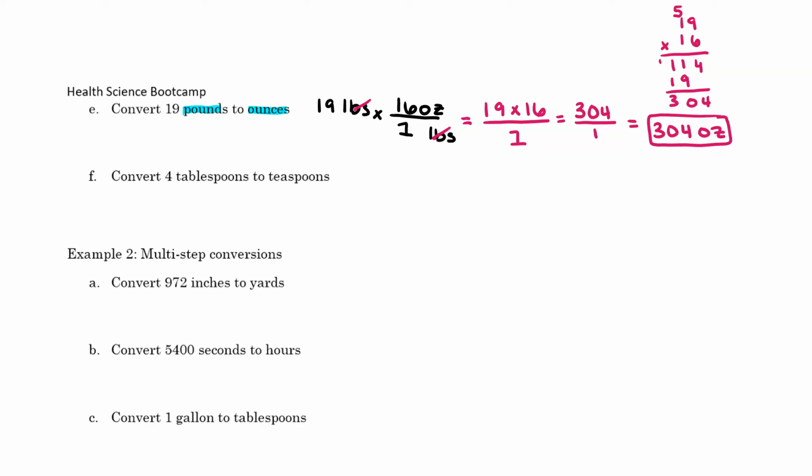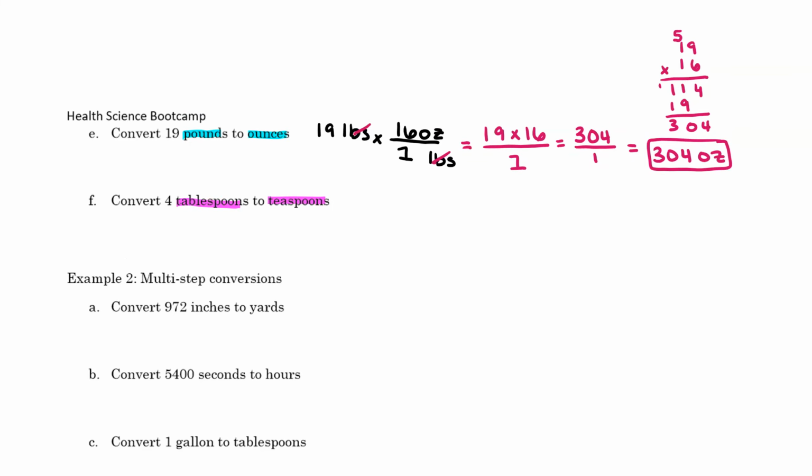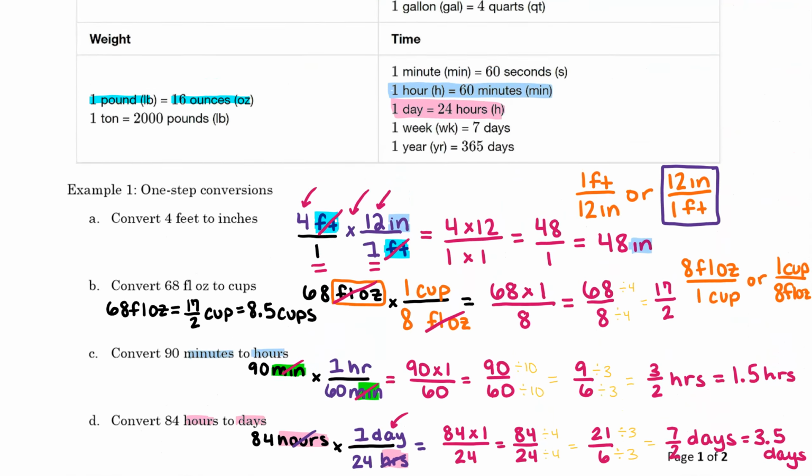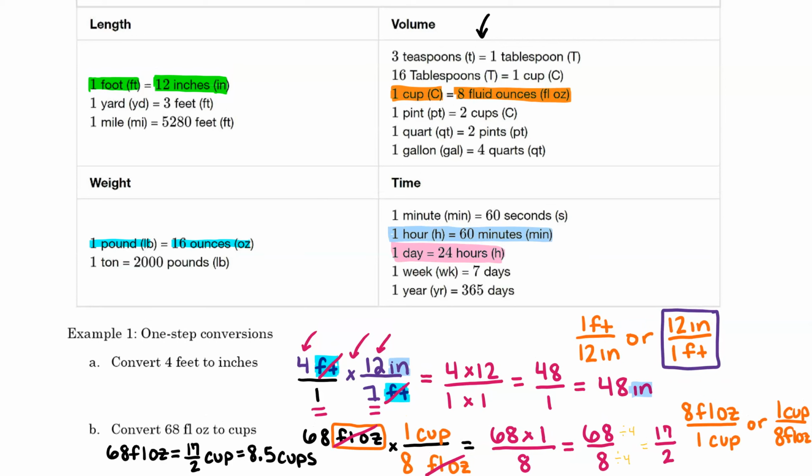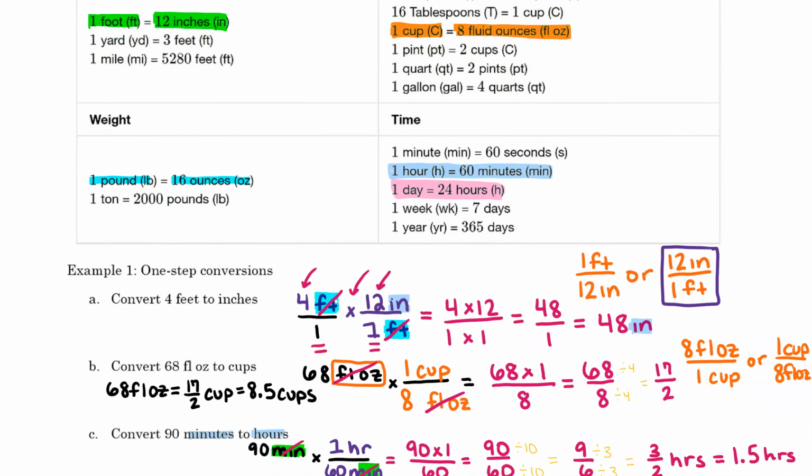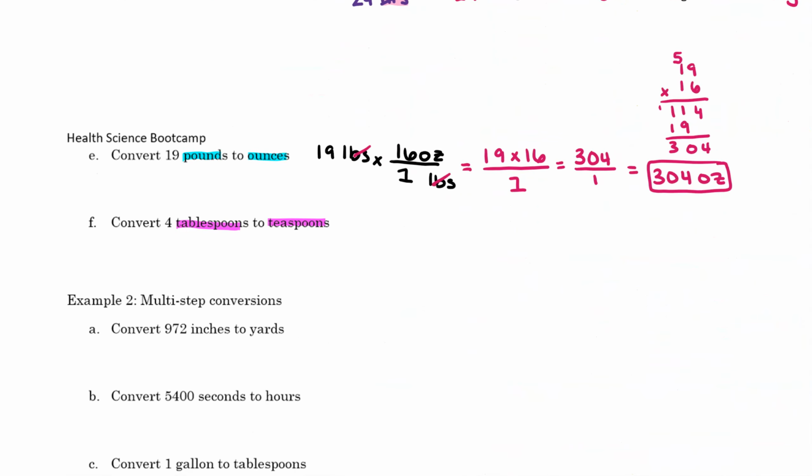Okay, let's try one more simple conversion, which is just a one-step conversion, and that's converting 4 tablespoons to teaspoons. Tablespoons to teaspoons. Okay, well, let's go back and look. Tablespoons and teaspoons. Ooh. 3 teaspoons equals a tablespoon. That's something most people don't know. 3 teaspoons equals a tablespoon.